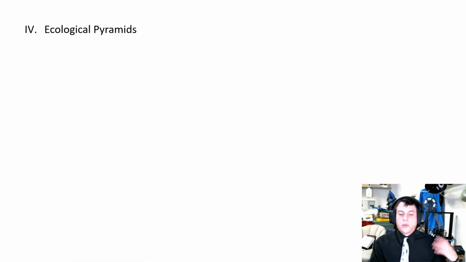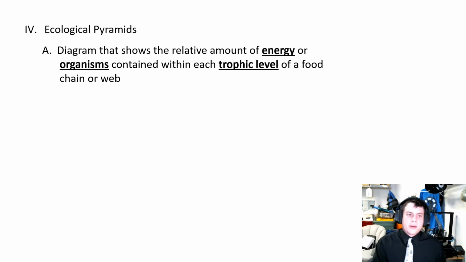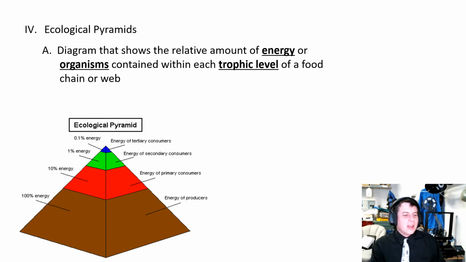If we're looking at these ecological pyramids, we have a diagram here that shows the relative amount of energy or organisms contained at each trophic level of a food chain or a food web. And remember that trophic level is just the level that they're at, starting with level 1, the base being your primary producers, level 2 being your primary consumers.